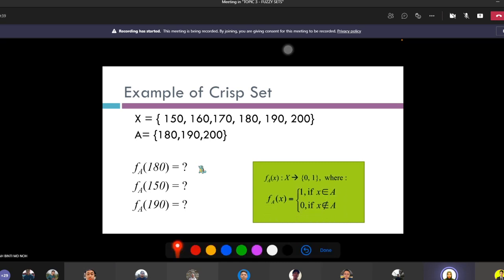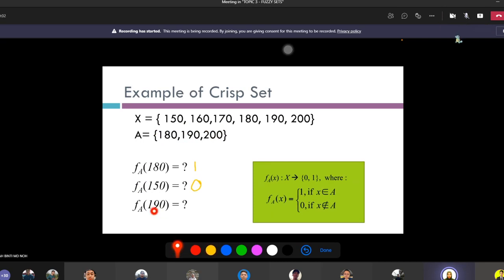Kenapa dia macam tu? Okay, so value dia dekat sini akan jadi 1. Right? Kalau dekat sini pula, kita nak tahu what is the degree of membership? 150 belongs to A? Dia ada tak dalam ni? Tak ada. Zero. So dia totally not belong. So kita kata 0. Alright.